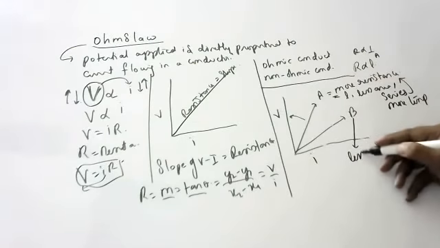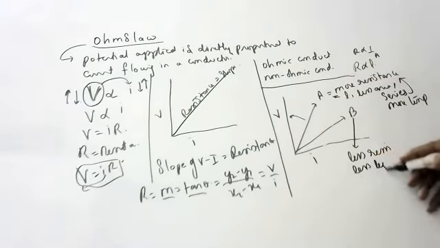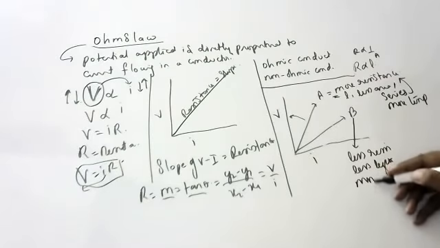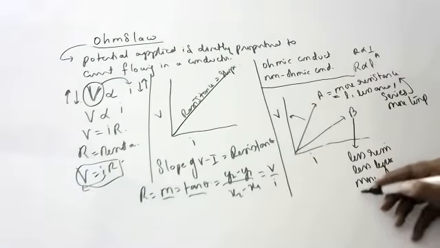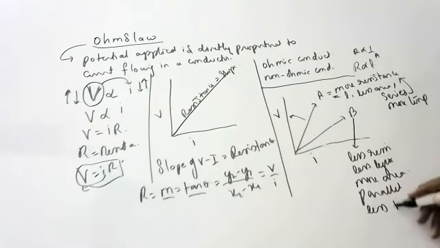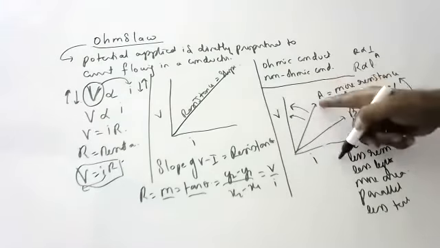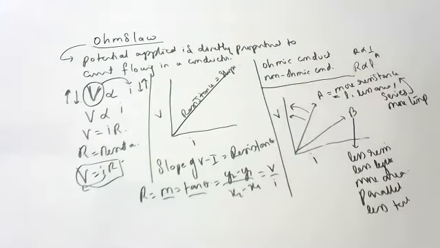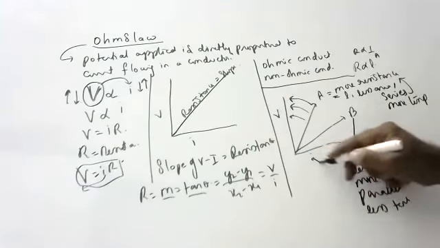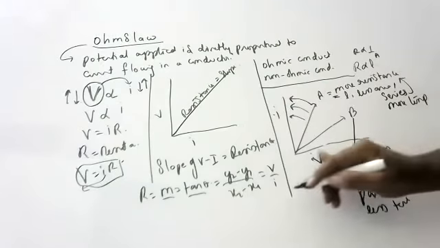B will have less resistance, less length, more area, it is connected in parallel, and it will have less temperature. If V is given, whichever graph is nearer to V will have more resistance. Sometimes to confuse you, they may give V here and I here. That time, the graph nearer to V will have more resistance. You should not get confused.